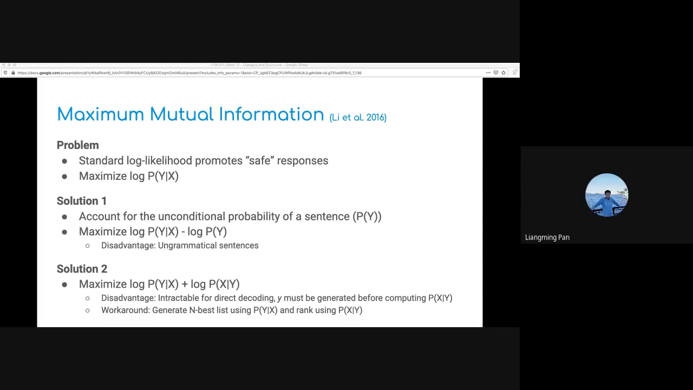Yeah. Okay. For my understanding, in solution one, if we want to calculate P(Y), then we can use a standard language model to do that, right? Yeah. But for solution two, if we want to calculate the second term, P(X given Y), then maybe we need a sequence-to-sequence model which uses Y as the input and outputs X, and then something like this. I'm not sure.